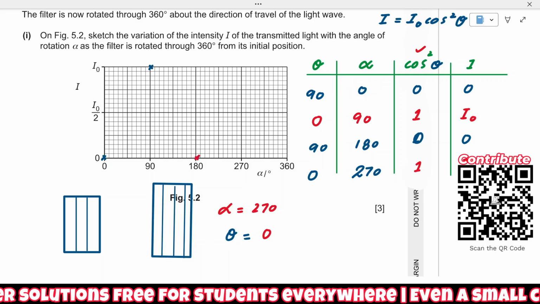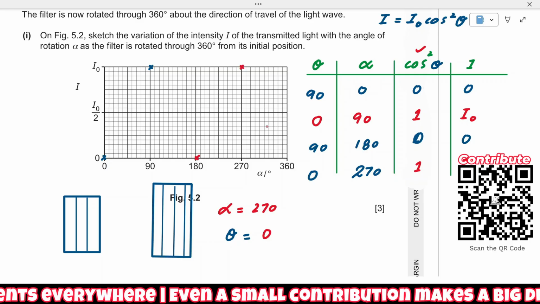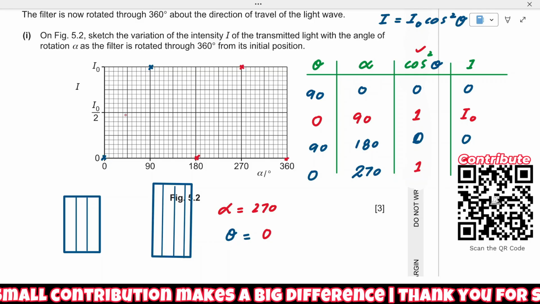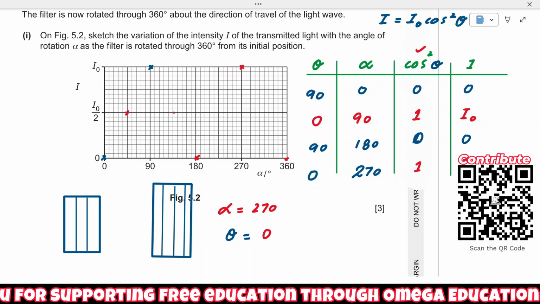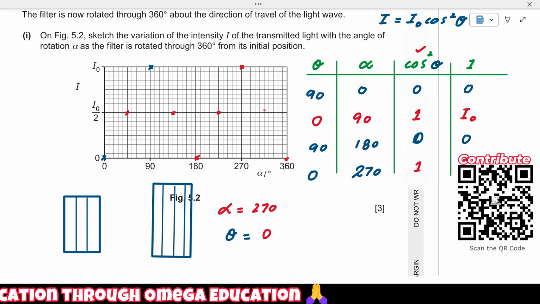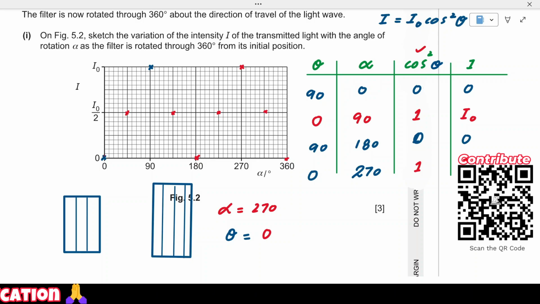So we draw mark here, then we can follow the trend, and exactly in the middle at 45 the intensity is always half of the maximum. So the graph will be a sine wave that would look something like this.